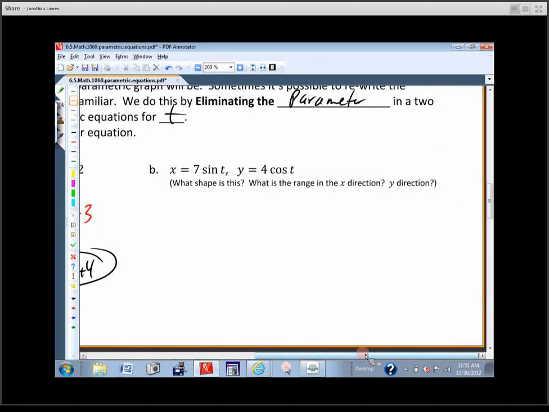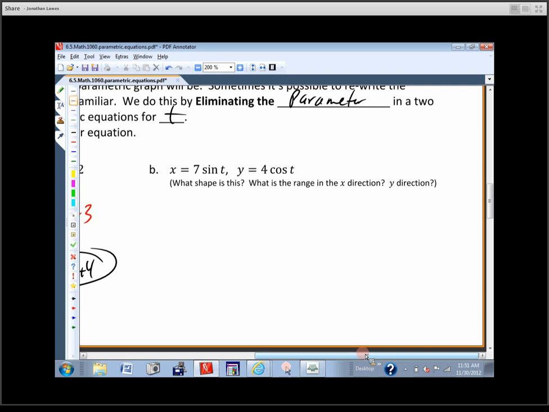Okay, so on this one, we want to come up with a rectangular form here. We want to eliminate the parameter. We want to get rid of the t. Usually we pick the easiest one, but there's really not an easy one to solve for t, is there? Okay, they're both about the same.